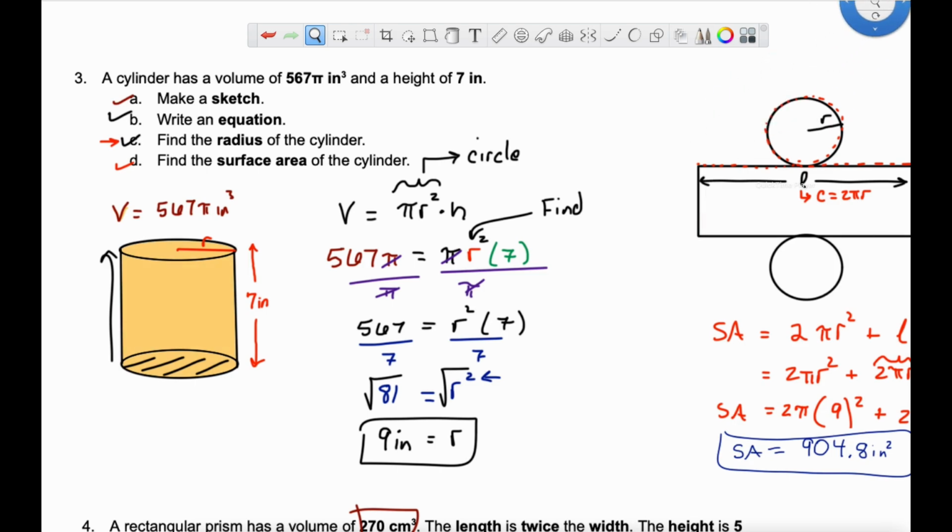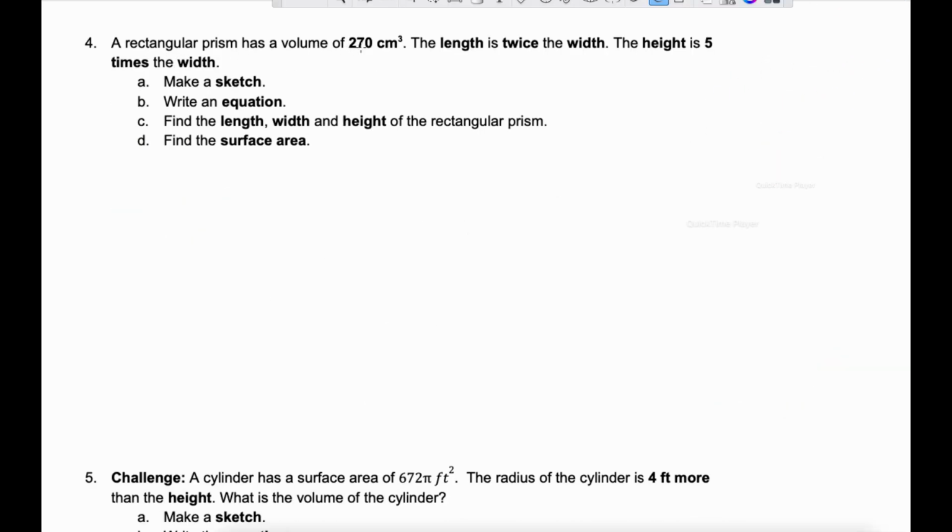All right, next problem. A rectangular prism has a volume of 270 centimeters cubed. The length is twice the width. The length is 2 times the width. The height is 5 times the width. Make a sketch. Okay, we're making a sketch of a prism.